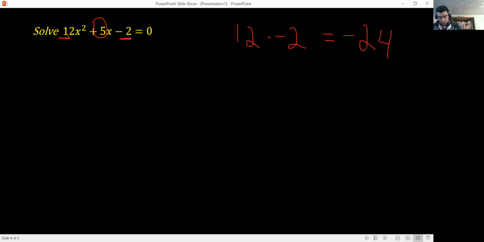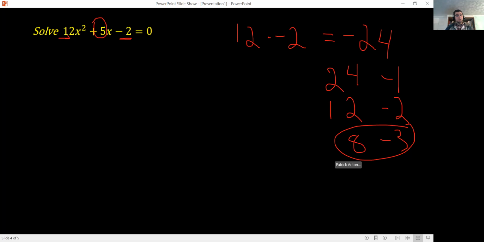So you can start listing factors, and you know that the bigger factor is going to have to be positive. 24 and -1 are factors. They do multiply to -24, but they don't add to 5. You can go 12 and -2. That's not going to work because that gives you 10. You can go 8 and -3. Bingo. There we go.